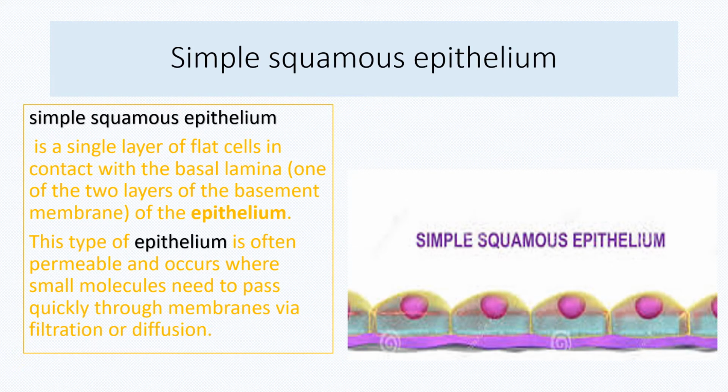Here we are going to learn about simple squamous epithelium. These tissues are made up of a single layer of thin and flattened cells. The function of this kind of tissue is to exchange gases. This type of epithelium is often permeable, where small molecules need to pass quickly through the membrane, by the process of filtration or diffusion.